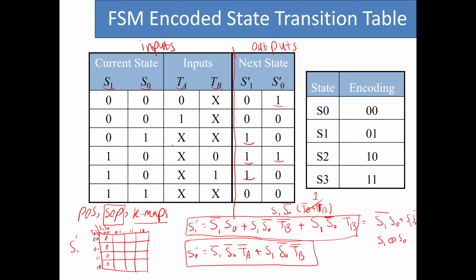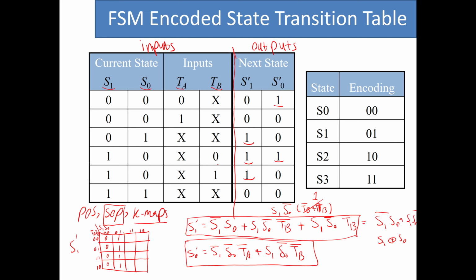Then we have 0, 1 don't care is 1. So whenever we have 0, 1 for S1 and S0, and the values for A and B are not important, we have 1. So that basically is all these 4 cells. Then we have 1, 0, don't care 0. So that becomes this cell and this cell.